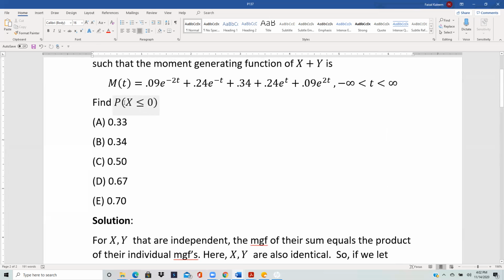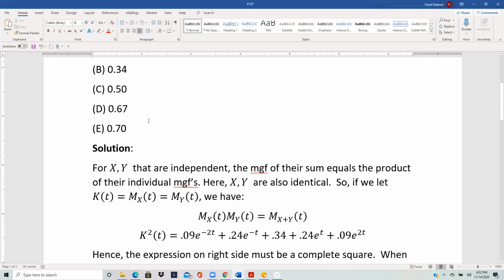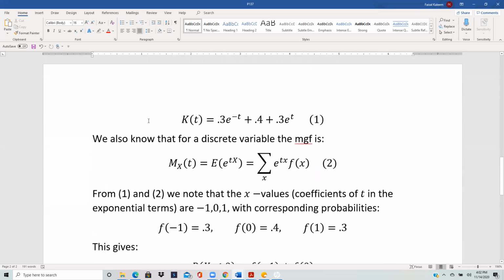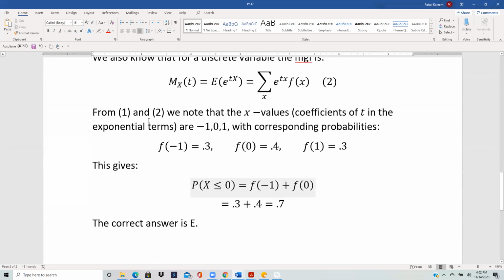So we have to find the probability that X is less than or equal to 0. That's f of -1 plus f of 0. Since we're looking at X less than or equal to 0, we look at all the x values in the space which are negative or 0. This is negative and this is 0. So you look at the probabilities of these two and add them up: 0.3 plus 0.4 is 0.7, and that is choice E.